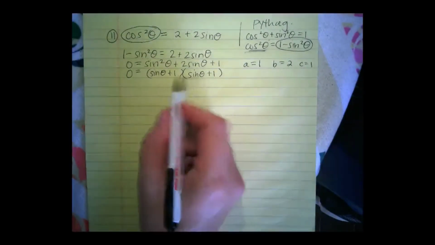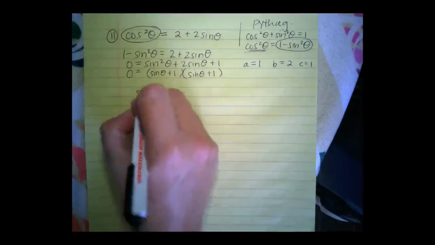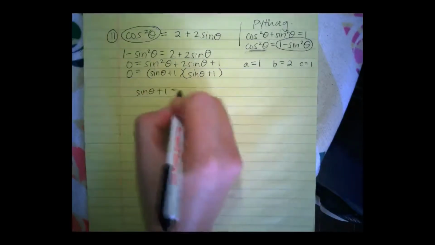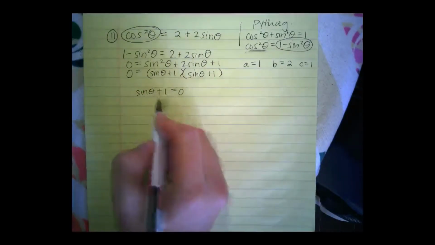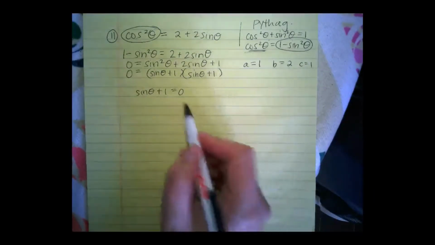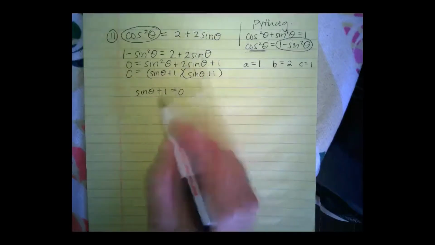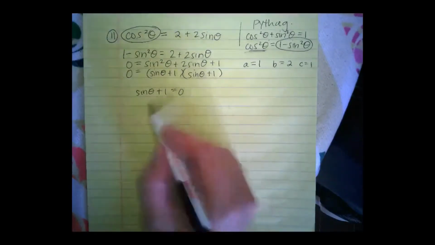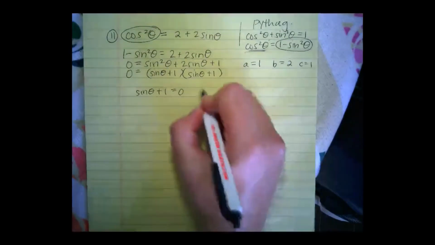The reason we factor is to use the zero product property. So sine of theta plus 1 equals 0. I take each factor and set it equal to 0. These factors are identical, so I don't have to do that twice, right? This is the same equation. No matter which way I solve it, it's going to give me the same answers.